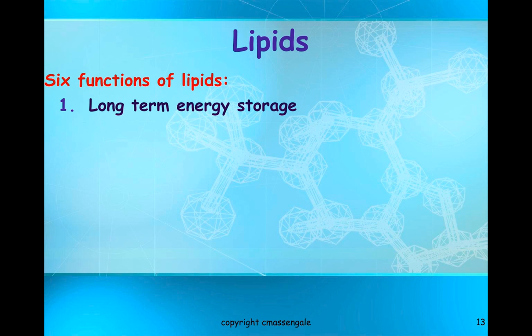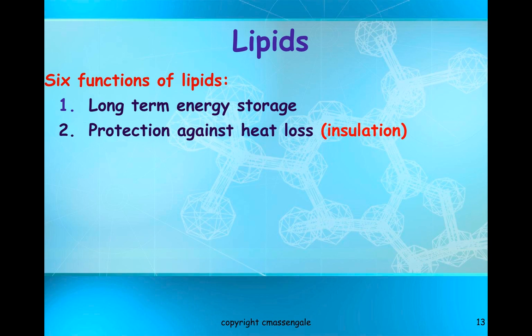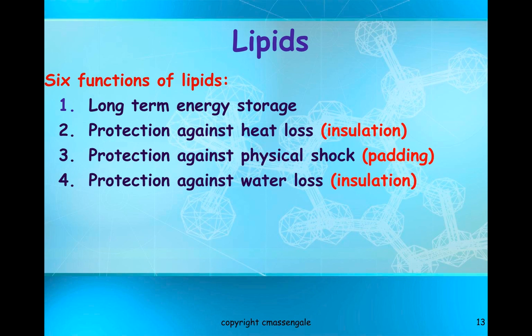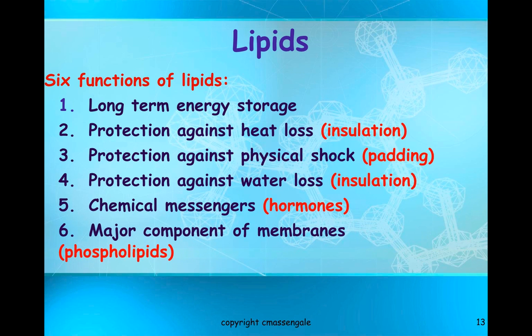So the 6 functions of lipids: they could be for long-term energy storage or protection against heat loss and insulation. So you'll see animals that live in really cold environments like walruses, they have lots of lipids or blubber or fat tissue to help them regulate their body temperature and insulate. Protection against physical shock. So anytime we do dissections, we'll see layers of lipids that surround some of these organs that help protect against physical shock. Protection against water loss. Chemical messengers can be sent through our lipids. Major component of cell membranes, also known as phospholipids.